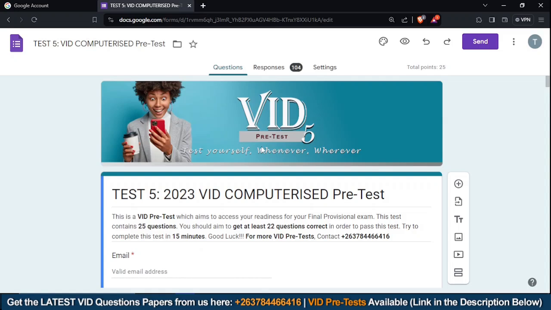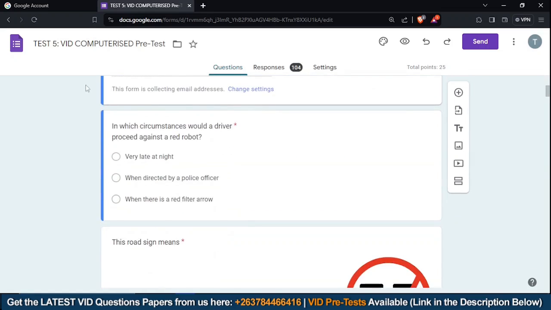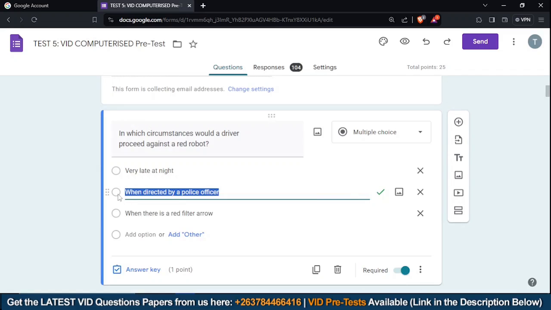There are a couple of things that I want to show you. First of all is the questions. I want to show you how you can answer this question. Let's look at this question, which says, in which circumstances would a driver proceed against a red robot? Is it when late at night, or when directed by a police officer, or when there's a filter red arrow? Now the correct answer here is this one. So this is how you tick the correct answer, like this.